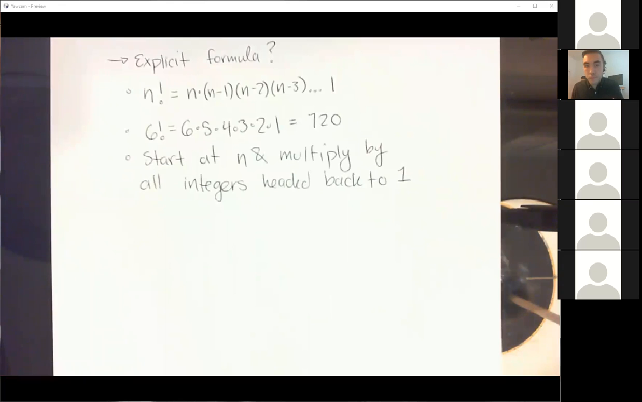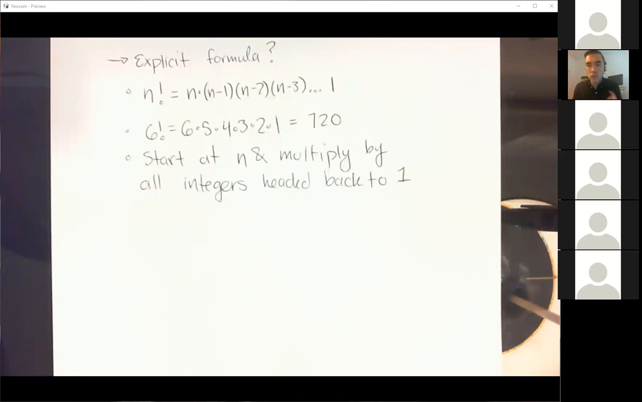Is this okay? Have y'all seen the factorial function before? I haven't. No. Yes, but I never knew what it did. Oh, okay. Yeah. So that's what that exclamation mark does.